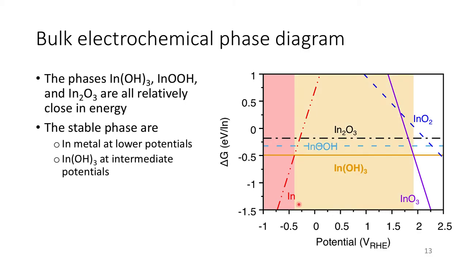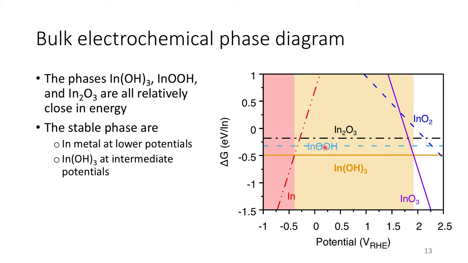Then, going to intermediate potentials, indium hydroxide, or In(OH)3, becomes the stable phase. Of note here, there are three phases, all of which have indium in the 3+ oxidation state, and all within about 0.3 electron volts of each other. So it's possible that these three phases may actually coexist in this range. The other two phases are indium oxide, In2O3, and indium oxyhydroxide, InOOH.